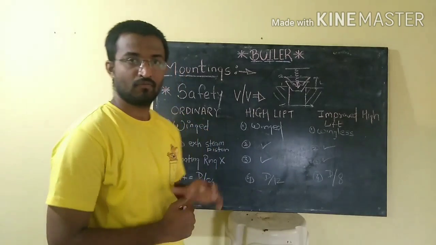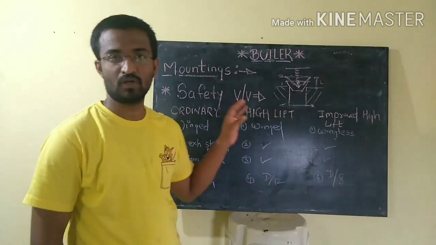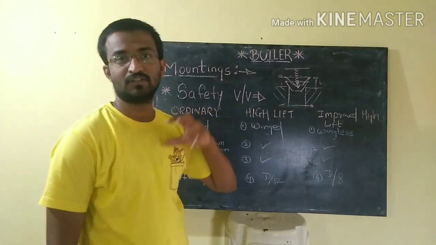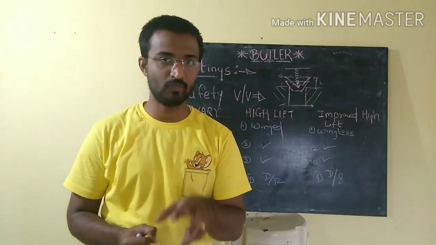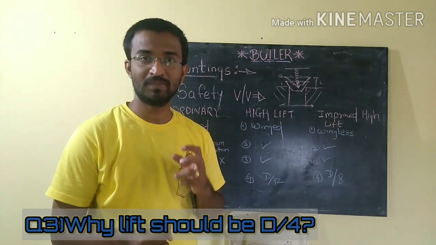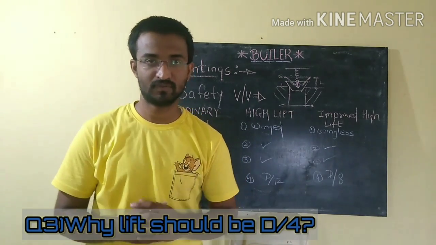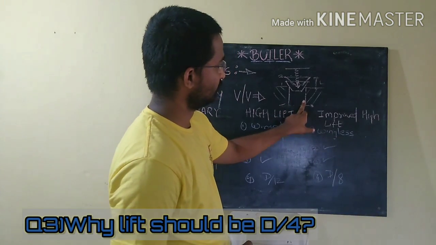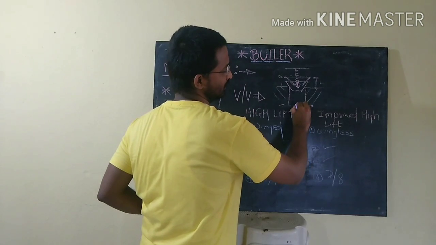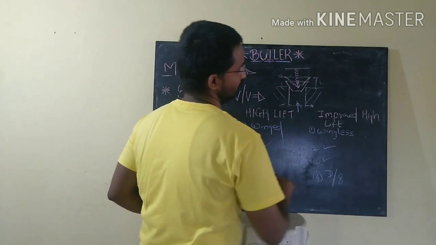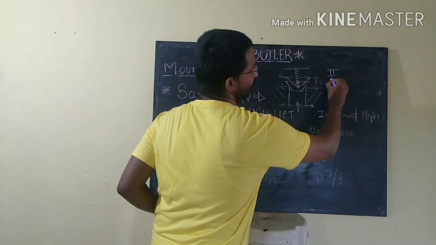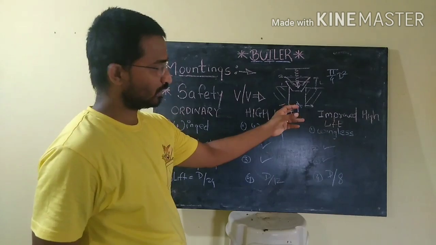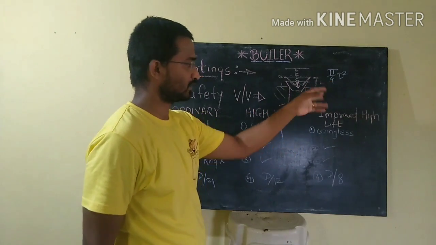Now here is the comparison between the ordinary safety valve, high lift safety valve and improved high lift safety valve. Before going to the comparison, first we will understand the concept of accumulation of pressure and what the lift of the safety valve should be to avoid it. The steam is coming from the boiler through this area. This area is 5 by 4 d square, and some call it the curtain area.